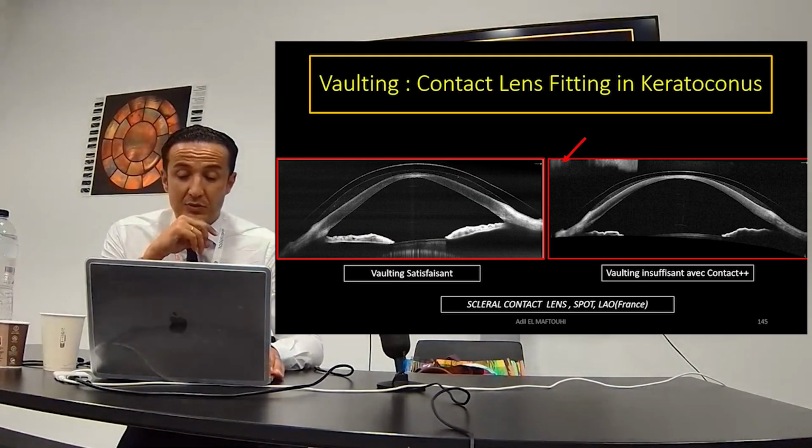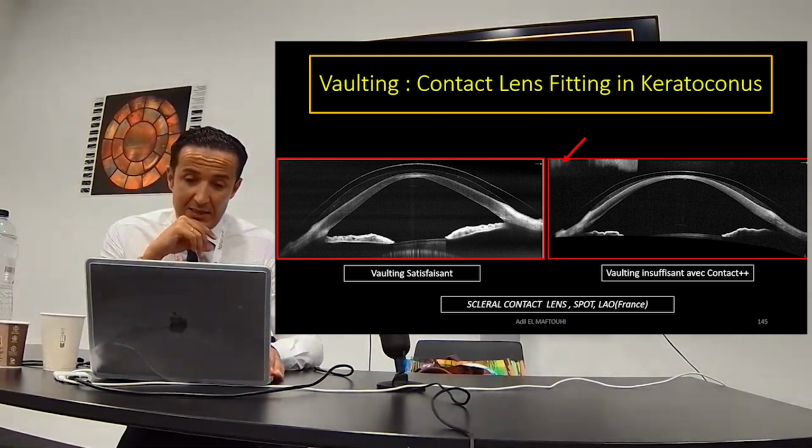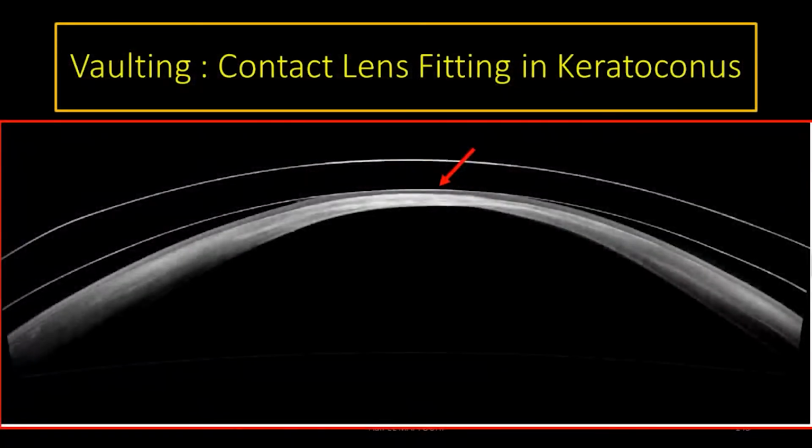You can also check the contact lens fitting and the clearance of the scleral lens. And look here, there is a contact between the lens and the keratoconus.